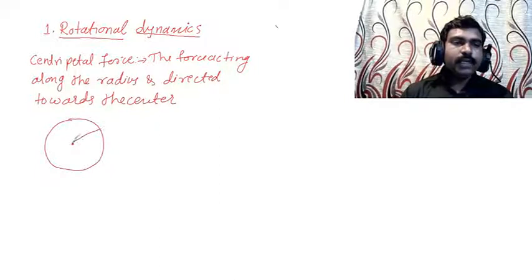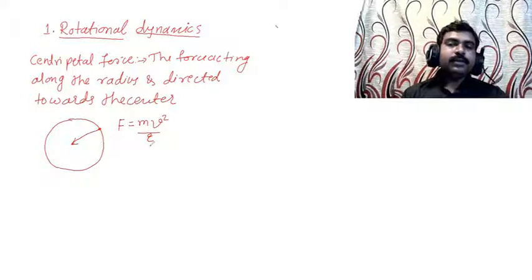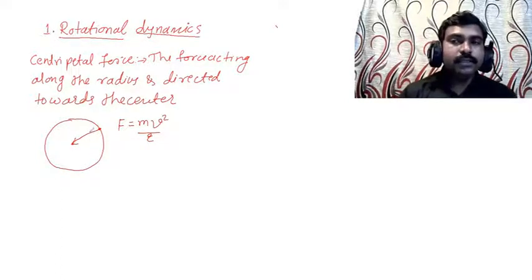if the force is acting along this line and directed toward the center, then that force is acting on this body. The body always lies along the circumference, keep in mind. So this force is given by the formula F is equal to mv square divided by r, where m is the mass of the body, v is the velocity, so velocity means linear velocity, and r is the radius of the circular path along which the particle is performing circular motion.